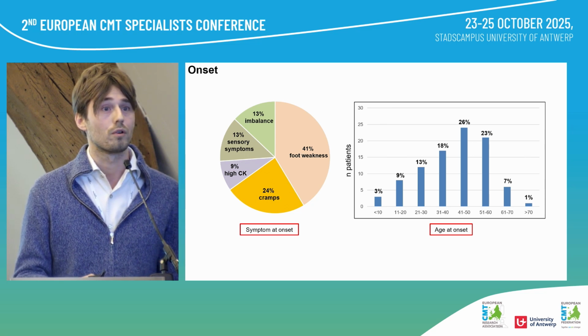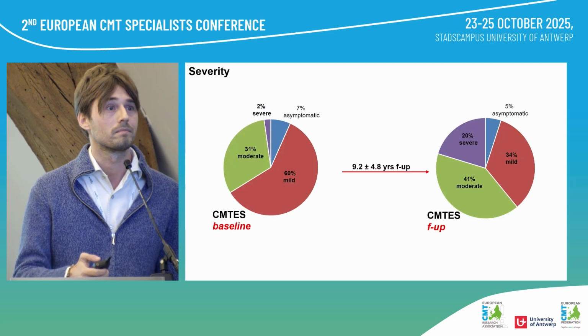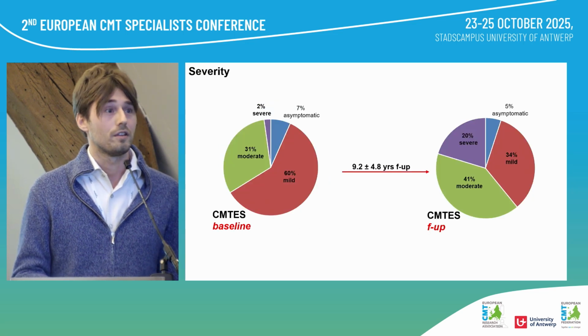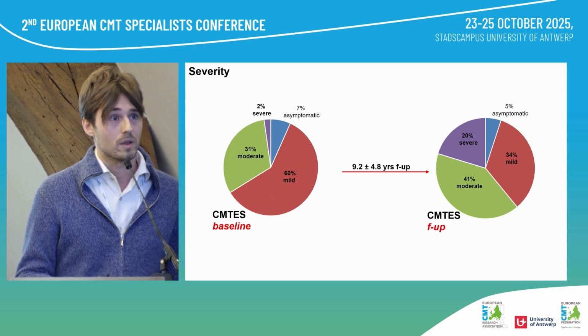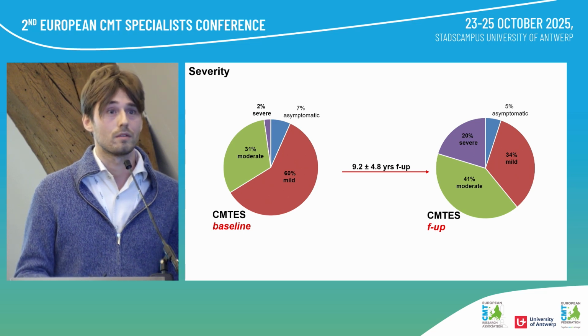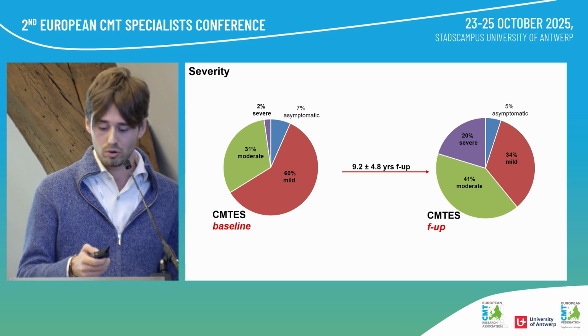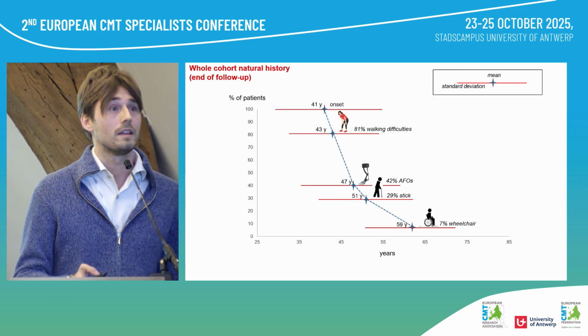The age of onset was for most of the patients between the 2nd and the 5th decade, but there were 12% of patients with an onset in the first 2 decades and 8% of patients with a very late onset after the 5th decade. The severity of the disease as assessed with CMT-ES was mild to moderate in most of the patients at baseline, but after the 9 years of follow-up, the burden of the disease, of course, increased, so that at the end of follow-up many patients had a moderate to severe disease. And this is a little bit the natural history of the cohort.